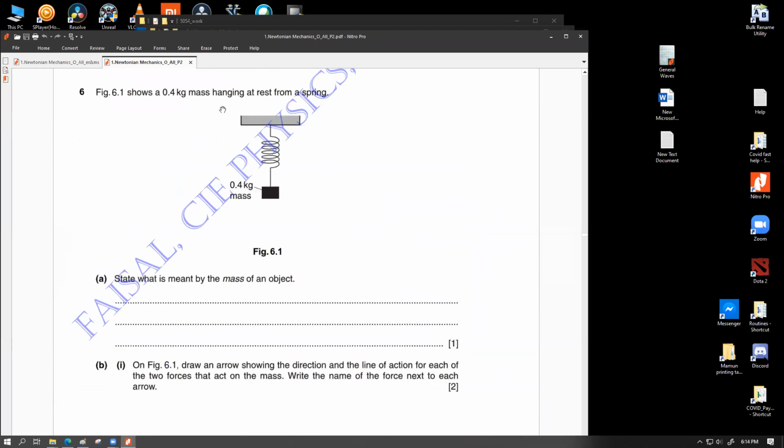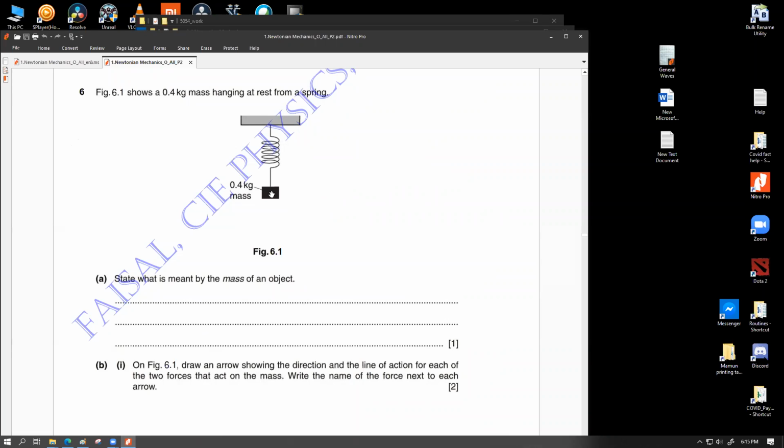Fifth experiment shows 0.4 kg mass hanging at rest from a spring. State what is meant by the mass of an object. On figure experiment 1, draw an arrow showing the direction and the line of action for the two forces that act on the mass. Write the name of the force next to each arrow.